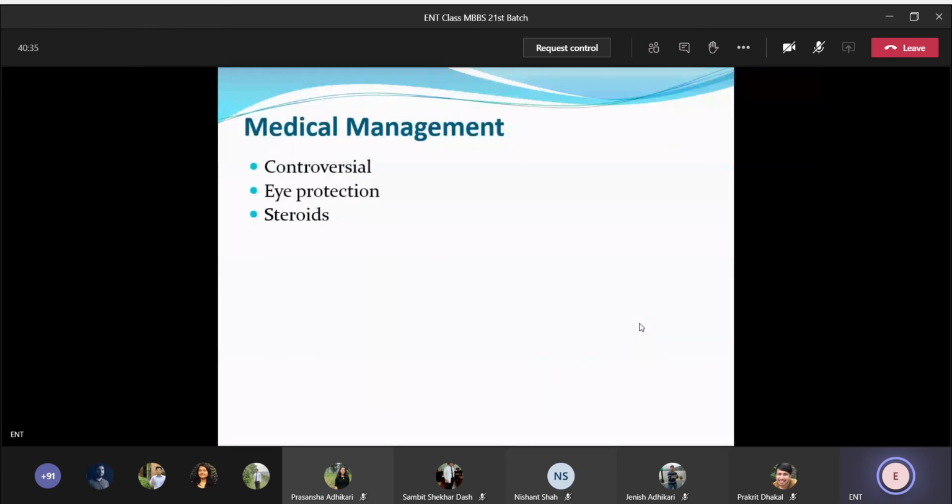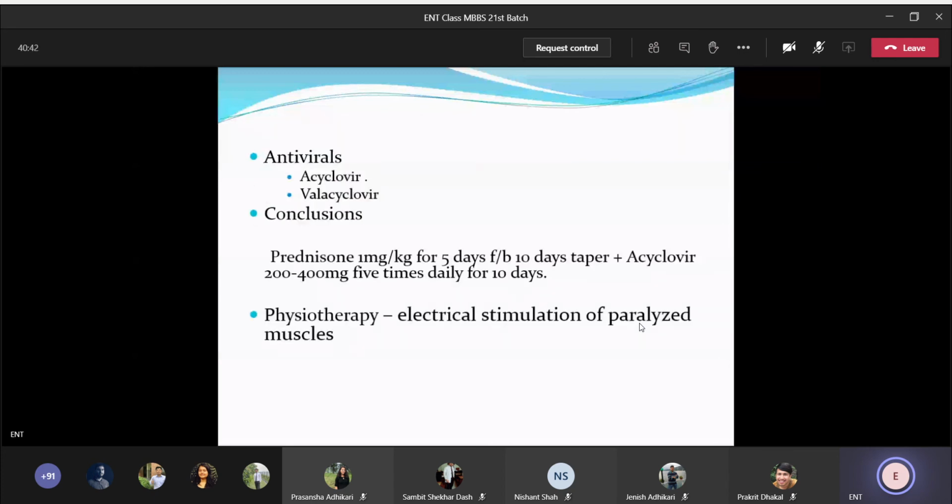So medical management, controversy, eye protection and the steroid. In short, antiviral acyclovir or valacyclovir can be given. In steroid, we have to give the prednisolone 1 mg per kg body weight for 5 days followed by 10 days in taper dose. Like acyclovir, we have to start 200 to 400 mg 5 times daily for 10 days.